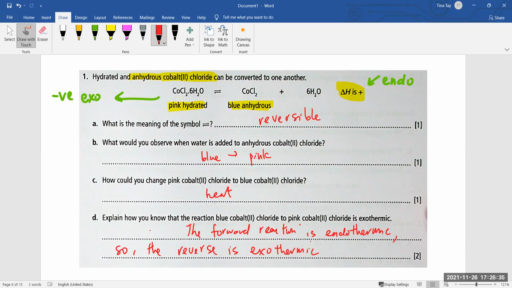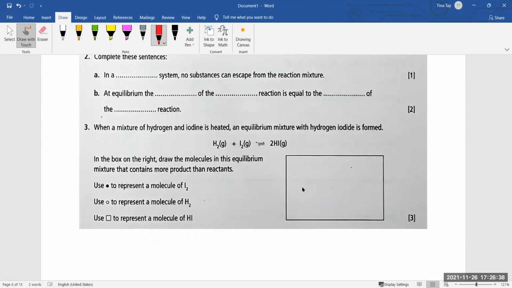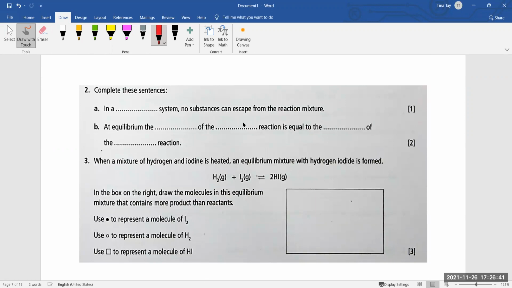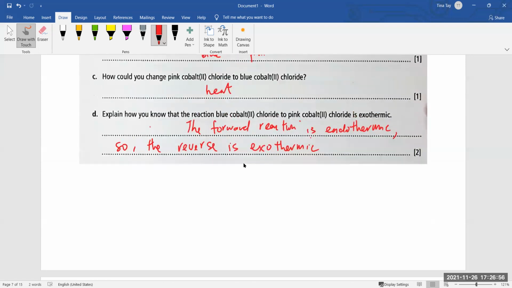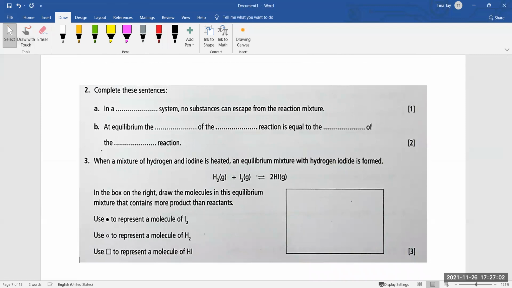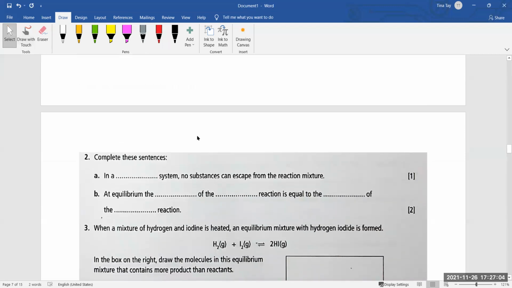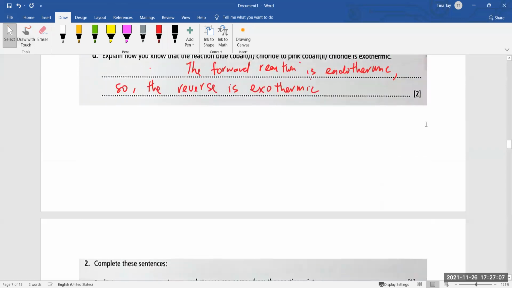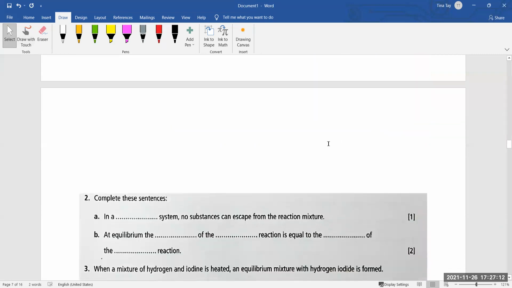Okay. Can you see this next question? Okay, I'm going to explain to you about this now. All right, so this is what happens. In a reversible reaction. Okay, what happens in a reversible reaction? So I'm going to talk about this part now. Okay, are you guys all ready?